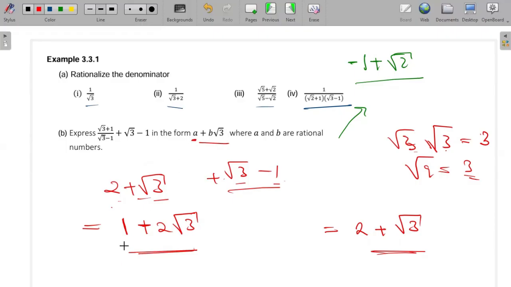Where a and b are rational numbers. 1 is a rational number because I can write it in the form a over b as 1 over 1. Then b is also a rational number because you can write it in the form like that, which gives you just 2. And then you have your root 3 appearing here. Just like that, you've answered.